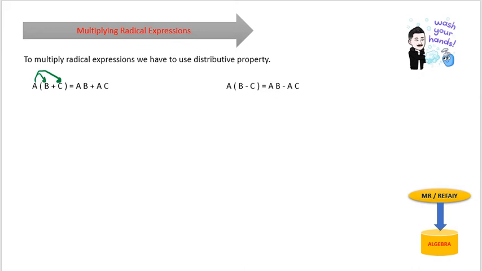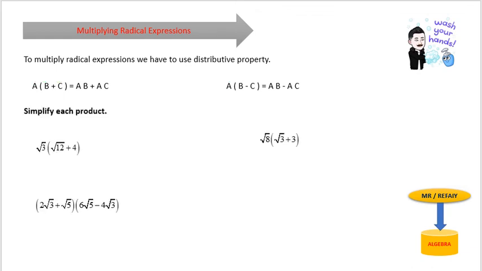Okay, and here A times B will be AB, and A times C will be AC, and just here because we have negative signs, we have to write it also here, so it means it's minus. Okay, now we have some questions here, and it says simplify each product. So at this time we have to use this rule, the distributive property.